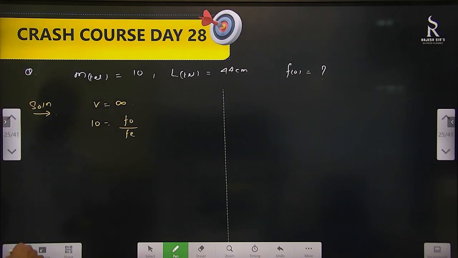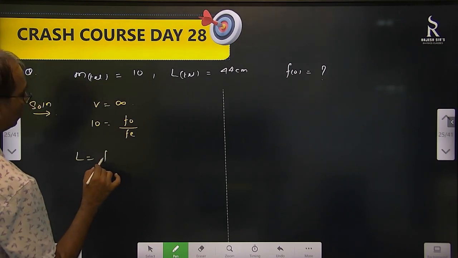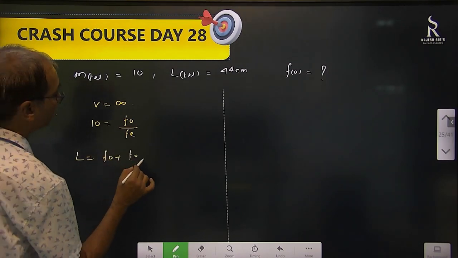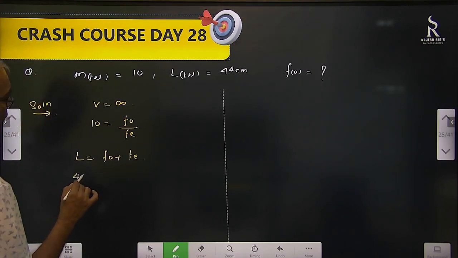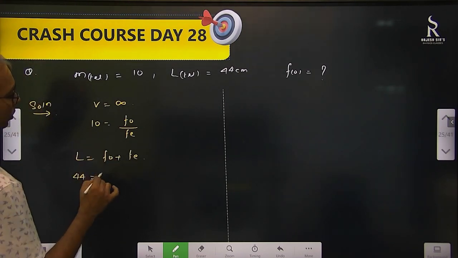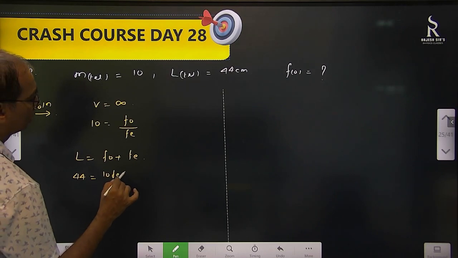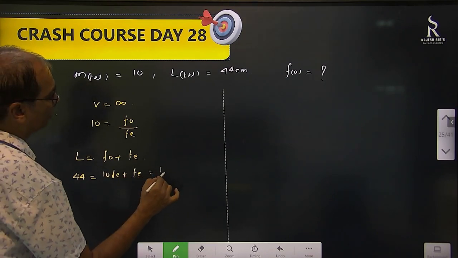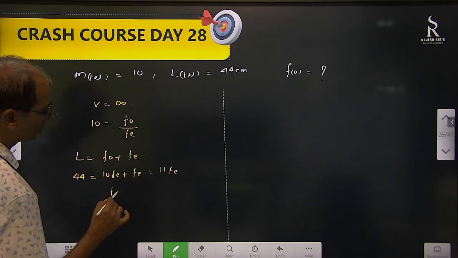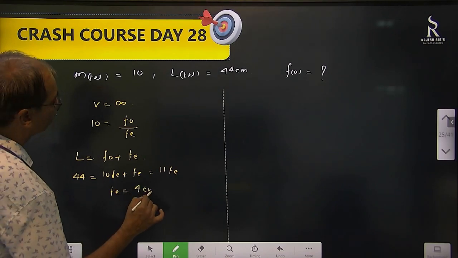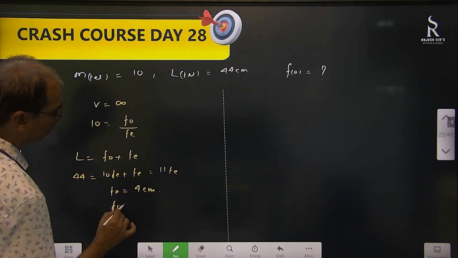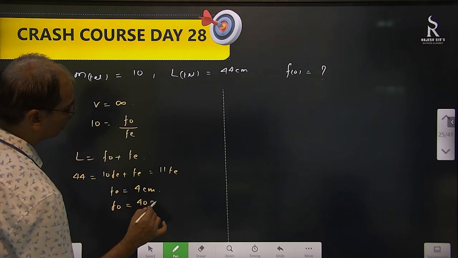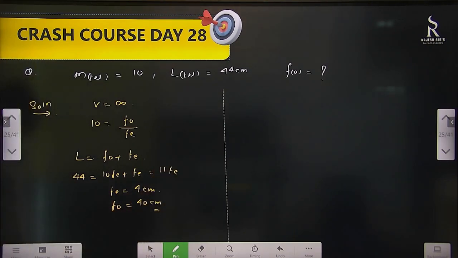Then length of telescope. Length of telescope is FO plus FE. Yes, we can find it very easily from here. This is 44. FO equal to 10 FE plus FE. That is 11 FE. So FE equal to 4 centimeters. That means FO equal to 40 centimeters. So when you are taking normal adjustment, you can find it very easily.